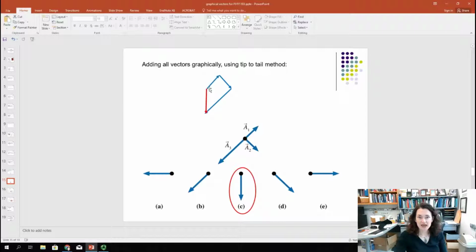So here's vector A1. I start off there. Then I add vector A2 using the tip-to-tail method, starting the beginning of vector A2 at the end of vector A1 and draw it. Now I've got to add in vector A3. So I'm going to put the beginning of vector A3 at the end of vector A2 and then draw it. Now I connect the beginning of vector A1 to the end of vector A3, and that's my resultant vector. You can see that I get a vector that points straight down. So that is answer C on my multiple choice question.